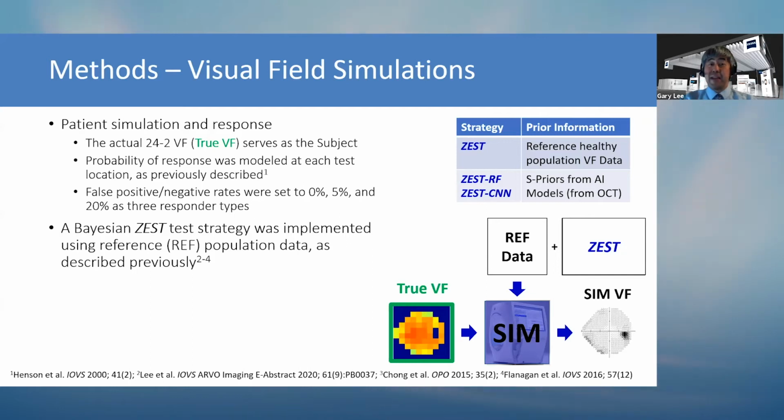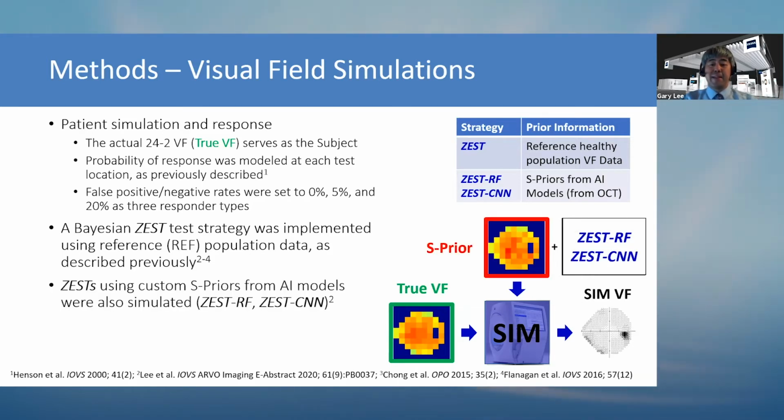We also set false answer rates to 0%, 5%, and 20% to represent 3 different styles of responders, so kind of reliable responders to unreliable responders. For the simulations, we also implemented a Bayesian ZEISS strategy, which is a simple surrogate for modern strategies such as SITA, and that also used reference population data. Finally, we implemented modified ZEISS to use S priors instead of population reference data, which for the rest of the slides we'll call ZEISS RF and ZEISS CNN.